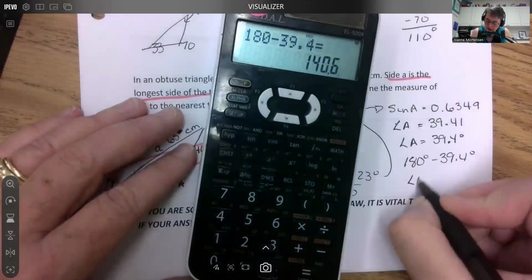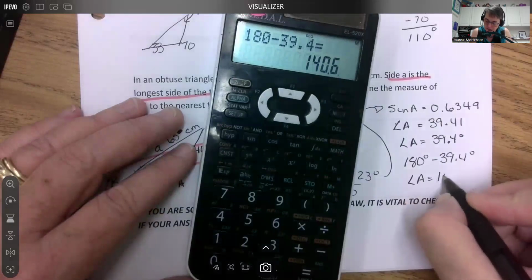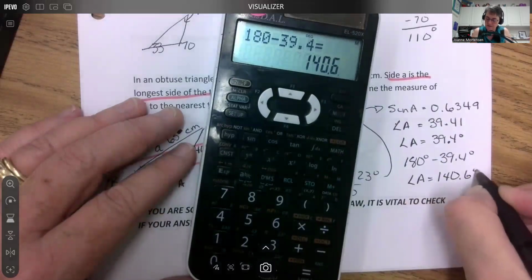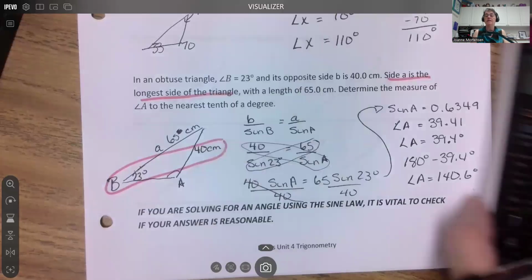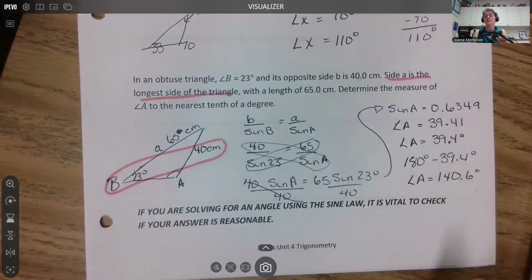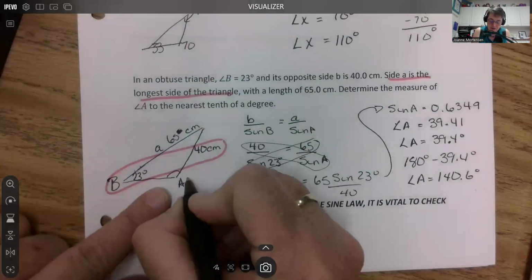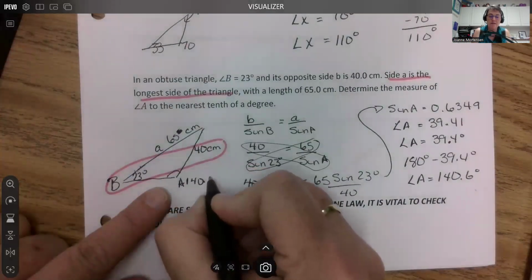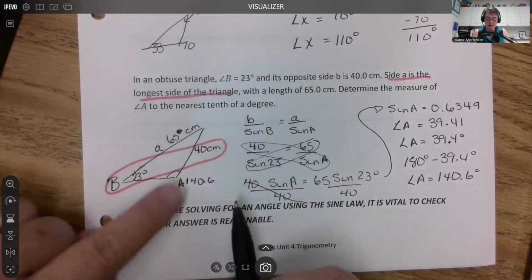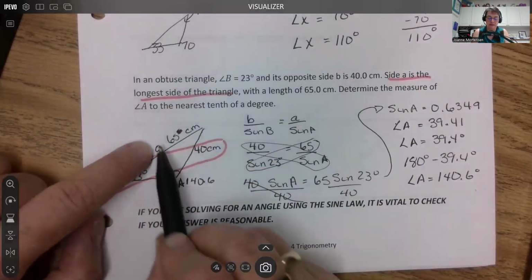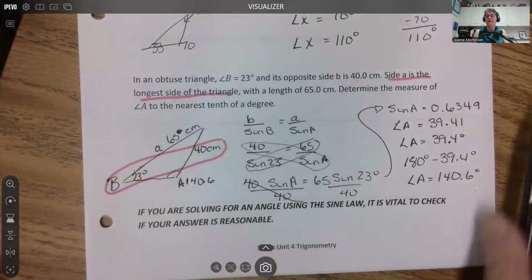So angle A is equal to 140.6 degrees. Again, that's a little tricky, but just watch at the very end of the questions. Make sure you're checking. So that means 140.6 over here. That makes sense, right? That's my longest side.